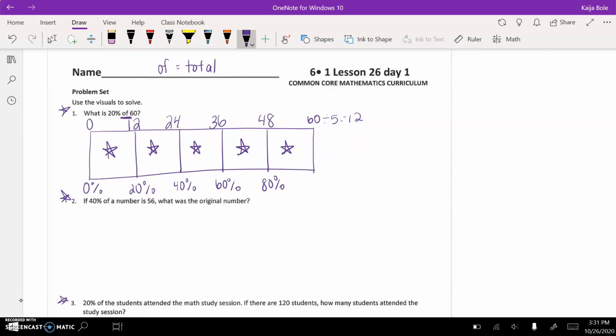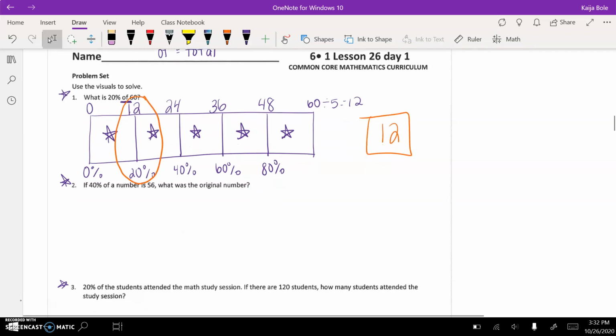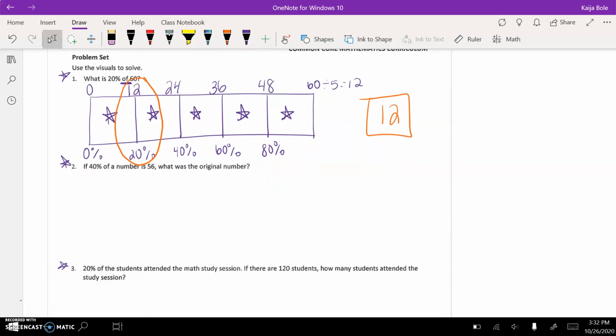So then when we actually answer the question, what is 20% of 60? So 20% would be here. So our answer would be 12. Okay? So that's like a pretty simple one.